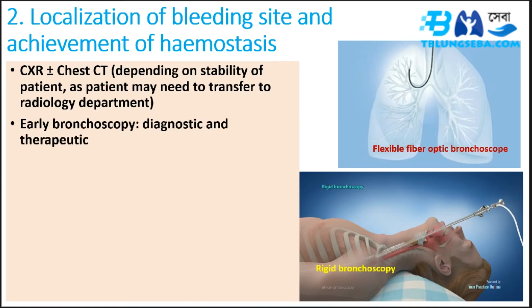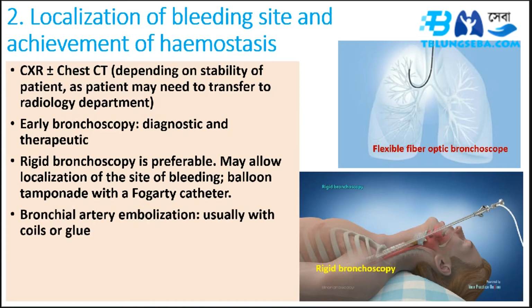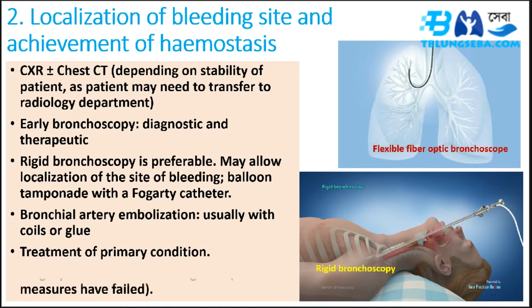Early bronchoscopy, diagnostic and therapeutic. Rigid bronchoscopy is preferable. It may allow localization of the site of bleeding and balloon tamponade with a Fogarty catheter. Bronchial artery embolization, usually with coils or glue. Treatment of primary condition. Surgery, resection of bleeding lobe, if all other measures have failed.